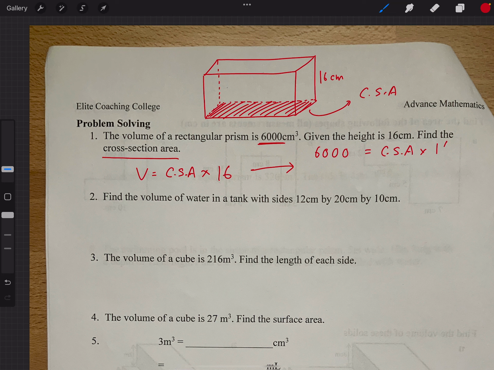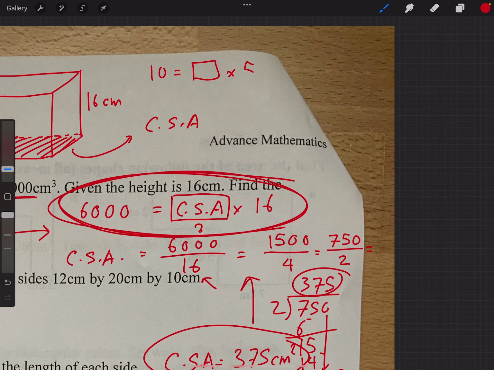Imagine if I have a similar question. What if I had 10 is equal to something times 5? How do you find that something? Well, we do the reverse. We take 10 divided by 5. And that's the same thing as this: we take 6,000 divided by 16. It's the same concept. Alright, moving on to the next question.